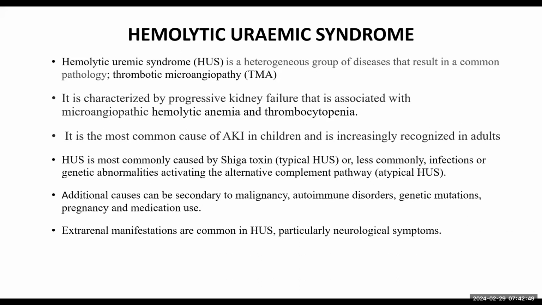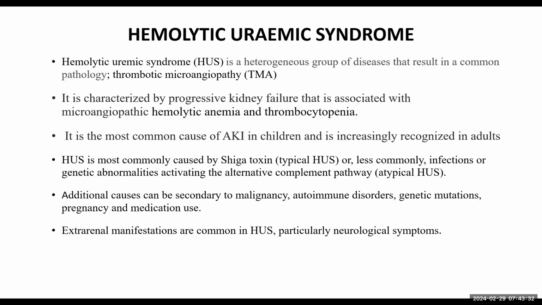And then it is the most common cause of AKI in children, and this disease is now recognized in adults as well. HUS is most commonly caused by Shiga toxin. That's the typical HUS, or less commonly, some can also result from some infections or genetic abnormalities, which is the other type, that's the atypical, which results from activation of the alternate complement pathway. The additional causes of secondary HUS may include malignancies, autoimmune diseases like SLE, genetic mutations, and even pregnancy, and some medications can also be associated with hemolytic uremic syndrome, like mitomycin C or other cytotoxic medications that are used.